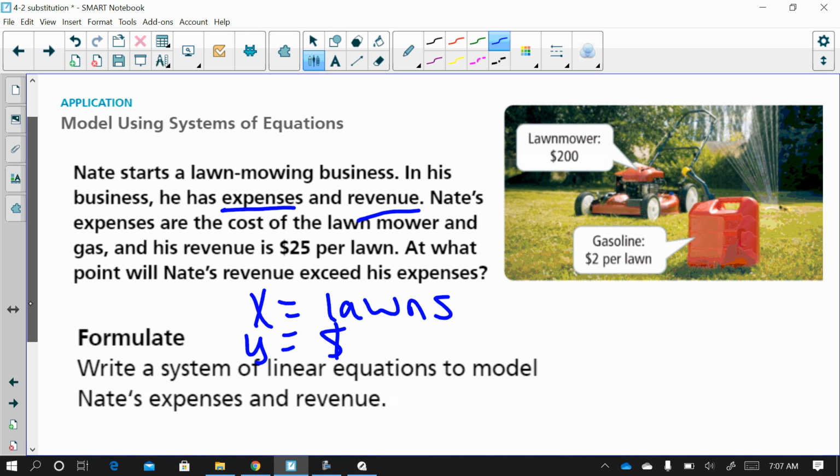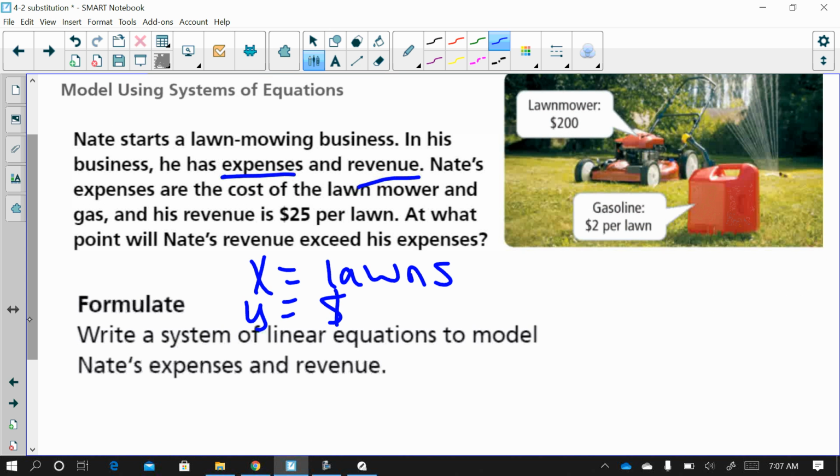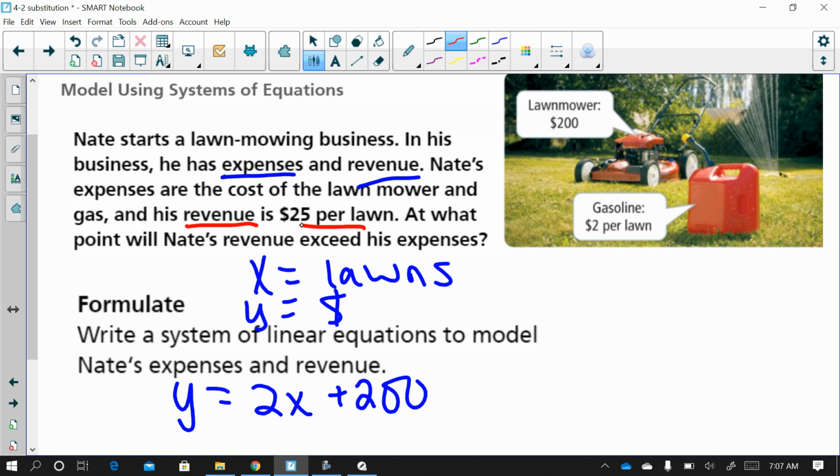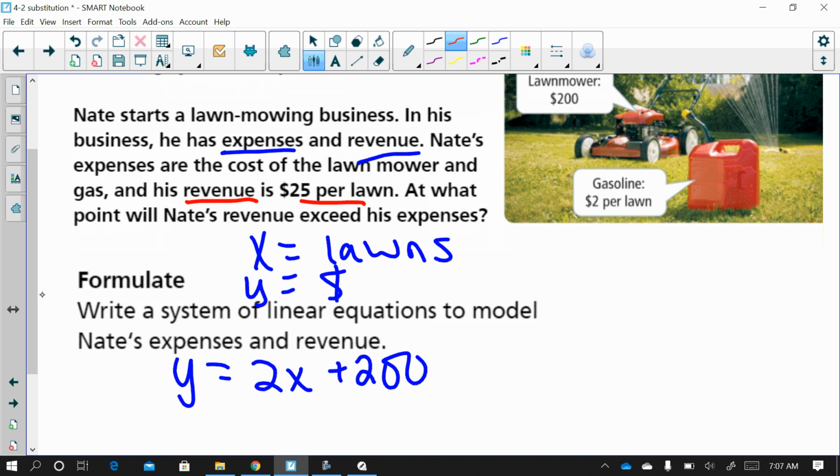Okay, so let's work on expenses first. Okay, expenses are what I'm spending. Well, I don't know how much I'm spending, so we're going to start with y equals. So I'm spending gas on $2 per lawn. So that's just going to be 2x. I'm also spending $200 on the lawnmower, so plus 200. Okay, so now we can look at our revenue. Okay, revenue is $25 per lawn. Well, I don't know how much he's making, so that's y equals $25 per lawn is 25x. Okay, so there's my equations.